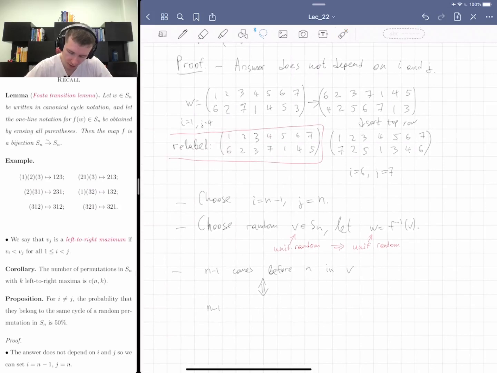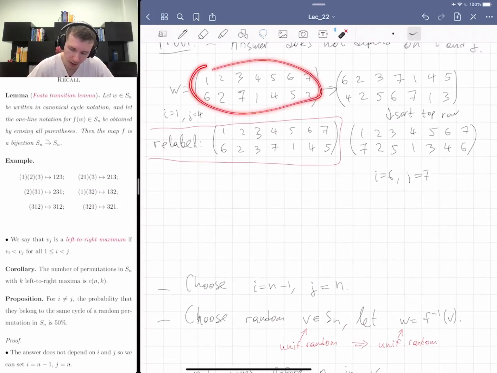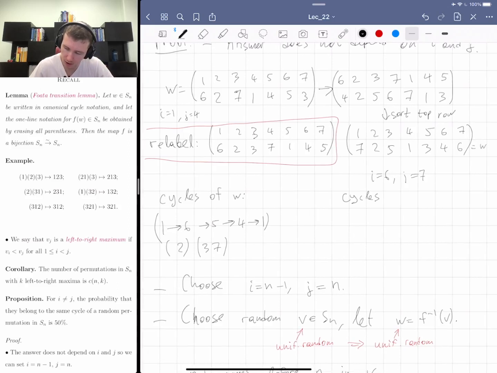So maybe I should write down the cycles. I think that was also in one of your homework problems, actually. What I'm doing is conjugating W by this permutation here. So cycles of W: 1 goes to 6, 6 goes to 5, 5 goes to 4, 4 goes to 1. That's one cycle. Another one is 2 goes to 2, and another one is 3 goes to 7, and that's it, right? And let's say this guy is W prime. Cycles of W prime are 1 goes to 7, 7 goes to 6, 6 goes to 4, 4 goes to 1, and 2 goes to 2, and then 3 goes to 5, 5 goes to 3.